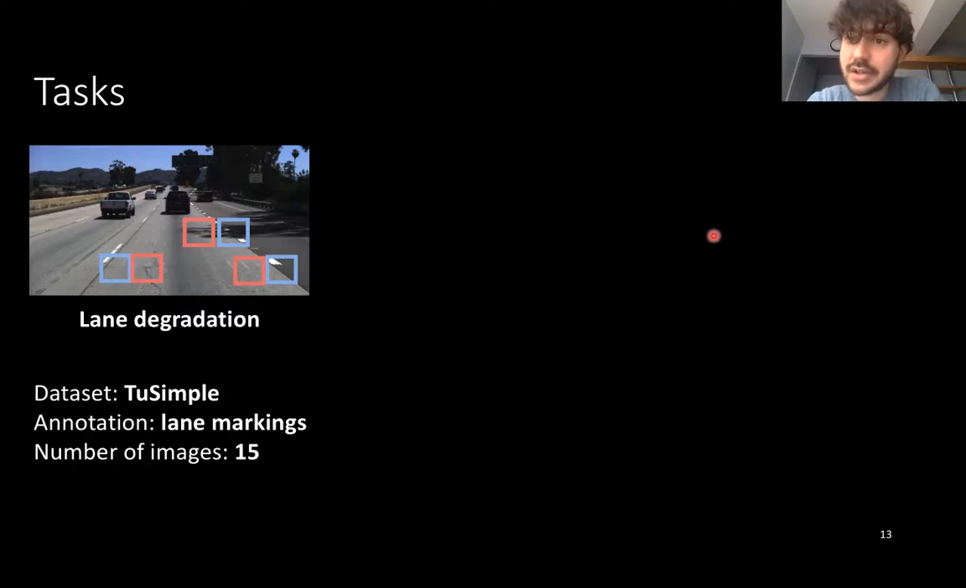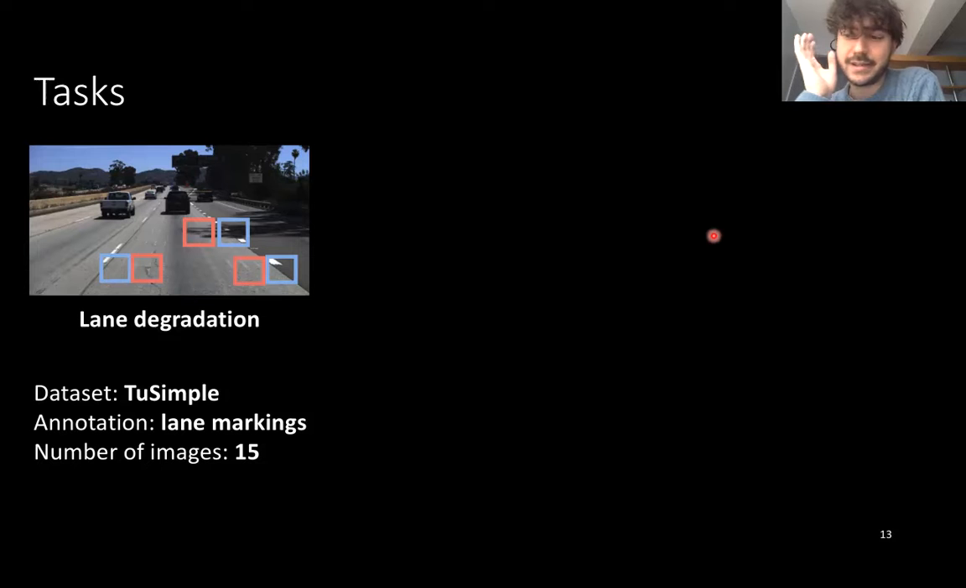The first one is the lane degradation task. The idea is to exploit the geometrical information about local domains in markings and asphalt in order to make images resemble ones without lane markings. For this training, we use the TuSimple dataset, which is just acquired in the US in highway scenarios, so it's a pretty restrictive dataset, and we use as the annotation, as I showed you before, the lane marking binary mask.